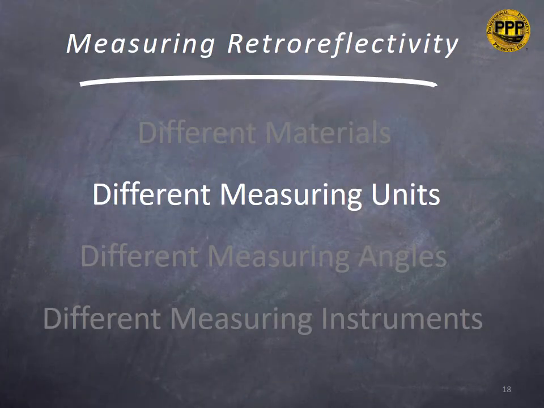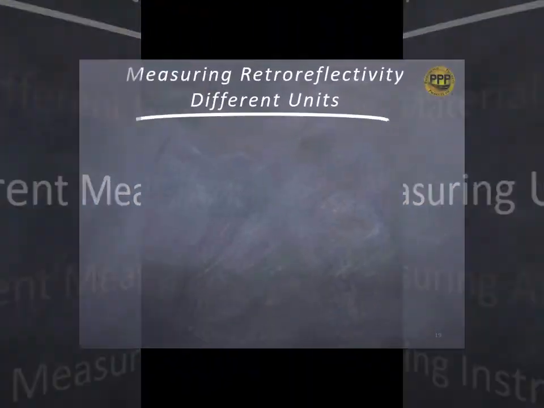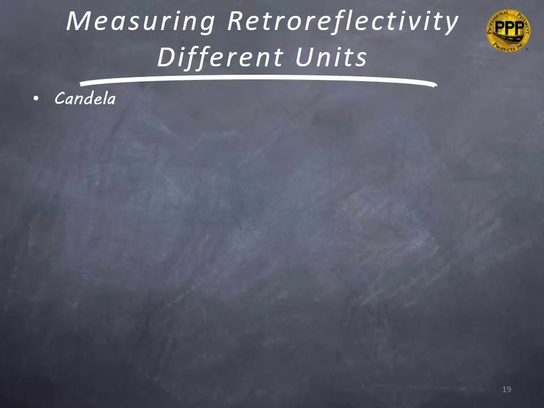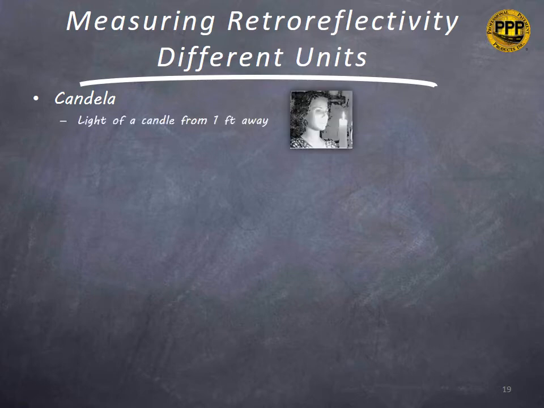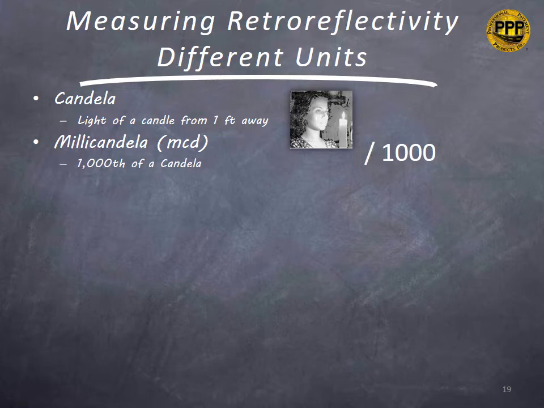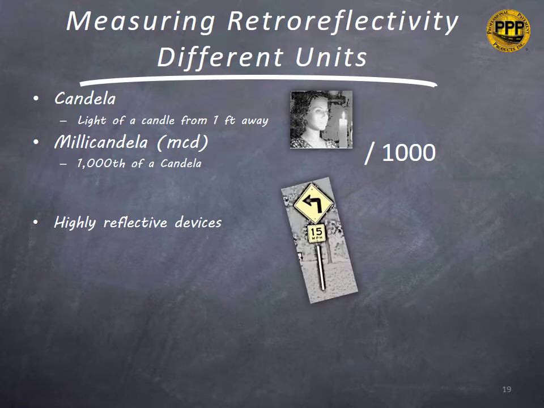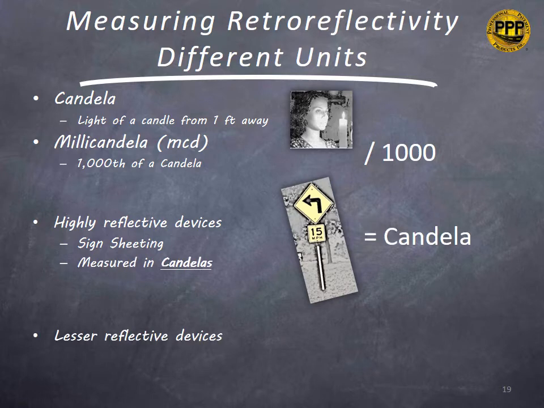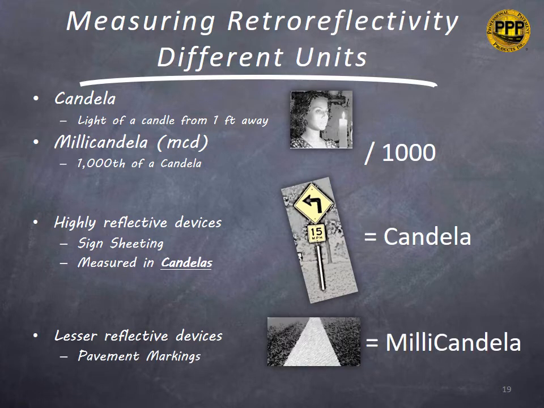Now let's look at the different measuring units. Generally, retroreflectivity is measured in candelas. A candela is basically the light of a candle 1 foot from your face. A millicandela is, of course, 1/1000th of a candela. For highly reflective devices, like sign sheeting, we use candelas. For lesser reflective materials, we measure millicandelas.